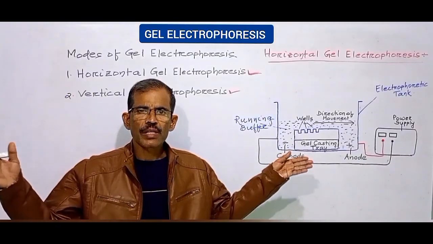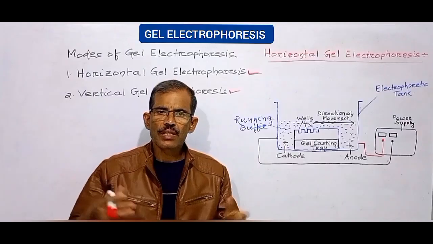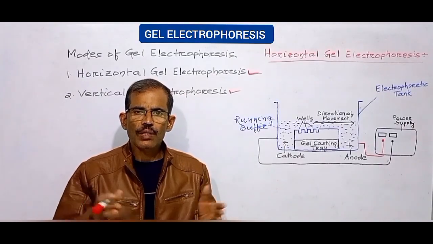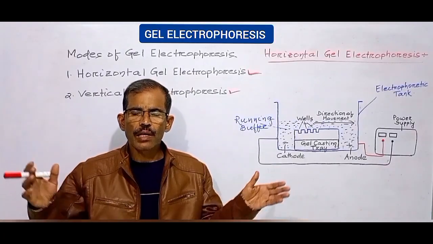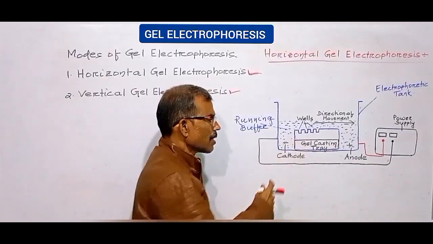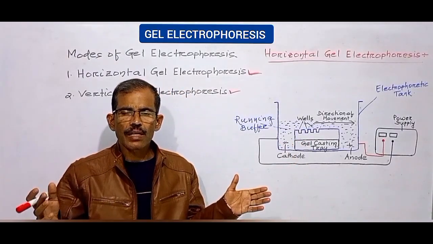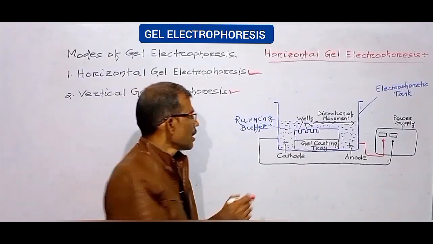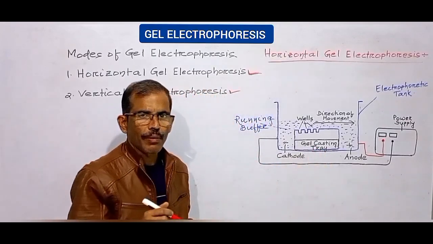Based on the orientation of the gel, electrophoresis is divided into two types: horizontal gel electrophoresis and vertical gel electrophoresis. First one is horizontal gel electrophoresis, that requires casting the gel in a horizontal orientation and placing it in a chamber filled with a running buffer solution.